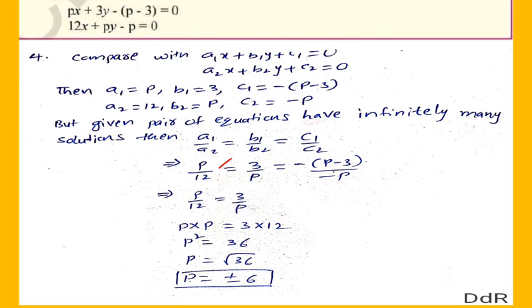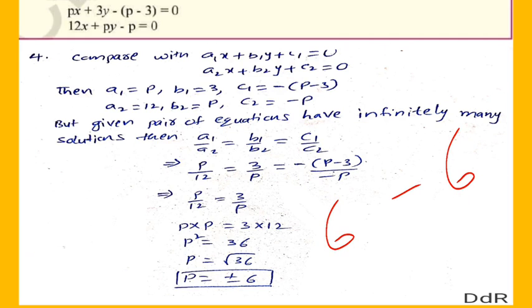Because we have an equal symbol at two places. So I select the first two fractions here: first fraction p by 12, second fraction 3 by p, with an equal symbol between them. Then do cross multiplication. p into p equals 3 into 12. p square is 36, so p equals under root 36. We know very well root 36 is plus 6 and minus 6.